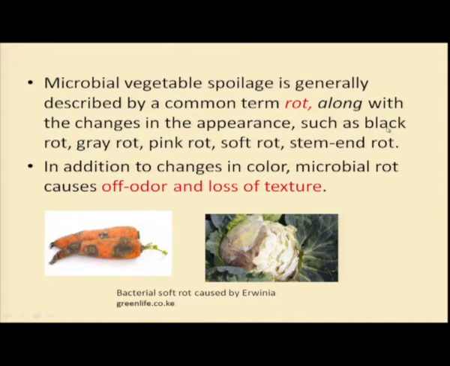Depending upon the changes happening to the color of the outer epidermis, we call it black rot, grey rot, pink rot or soft rot. For example, this is a bacterial soft rot caused by Erwinia in carrots and cabbage. In addition to the changes in color, microbial rot will cause off odor, meaning the smell will change, and loss of texture. The nature of the fruit will change.